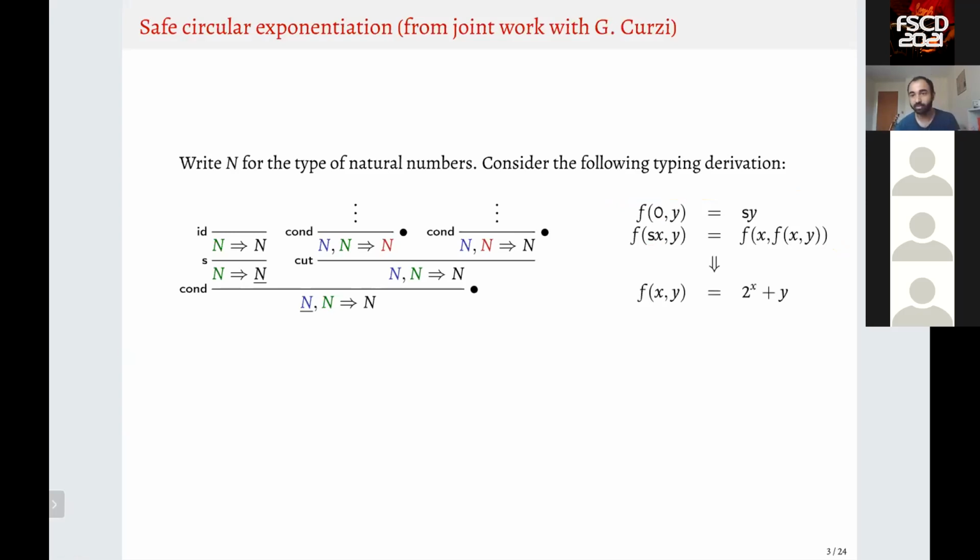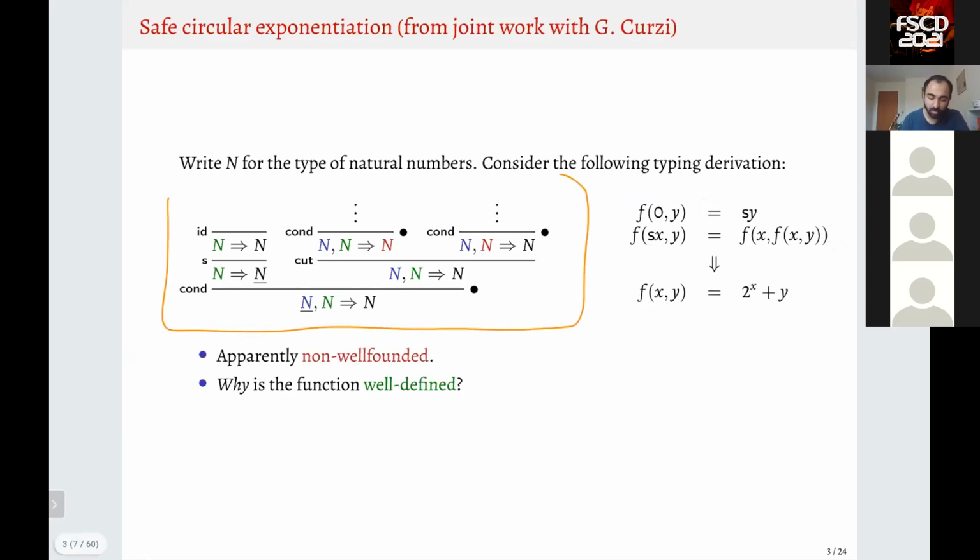So this is an example I found with a co-author of mine, Gianluca Curzi, on another piece of work. And if you know something about safe recursion and implicit complexity, this is a very interesting example for you. But the key thing to note here is this derivation here was non-well-founded. It has some circularities in it, right? And in general, circular things like Turing machines, they don't necessarily define total functions. So why in this case was it well-defined?